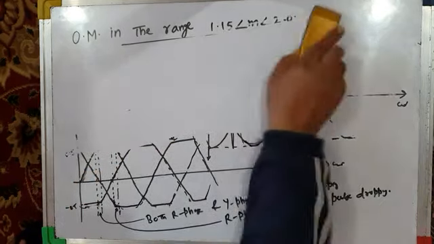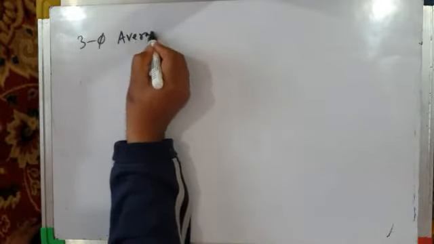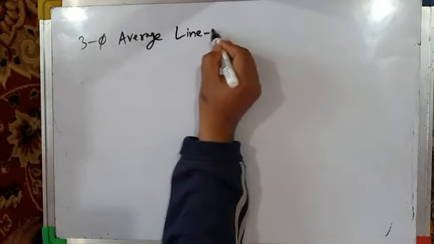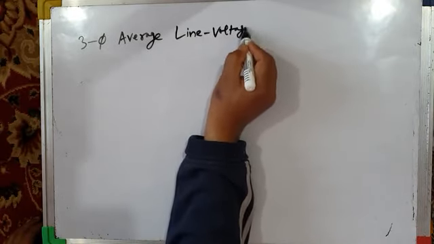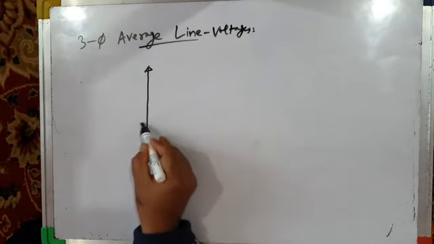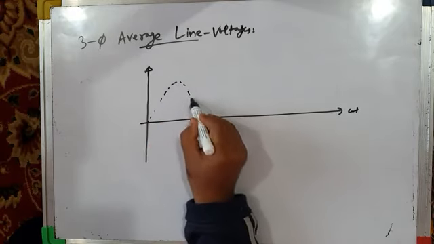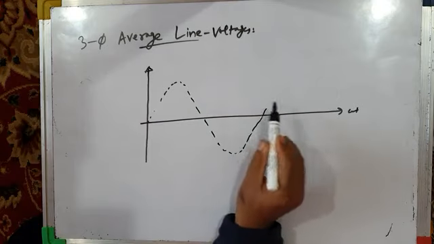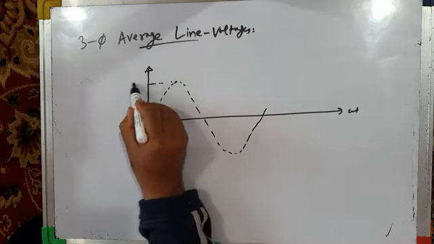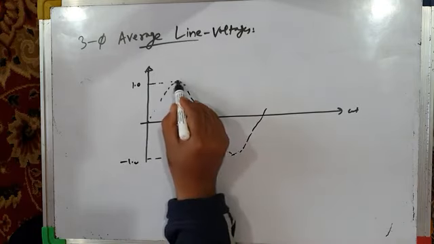So let us quickly draw the instantaneous average line voltages now, waveforms for three phase average line voltages. Suppose this is 1.0 and this is minus 1.0.